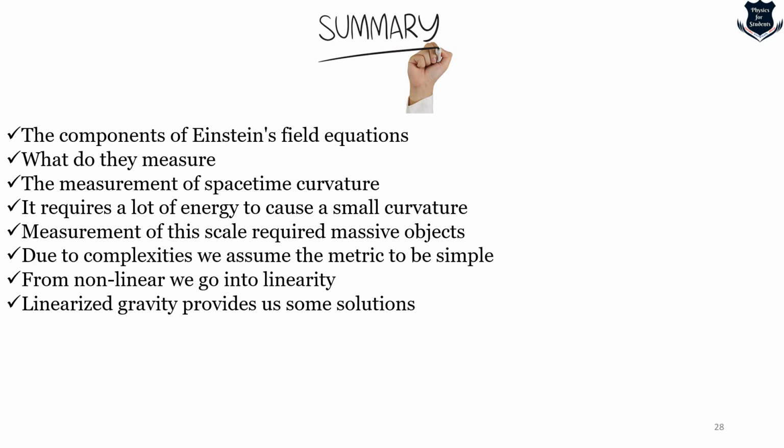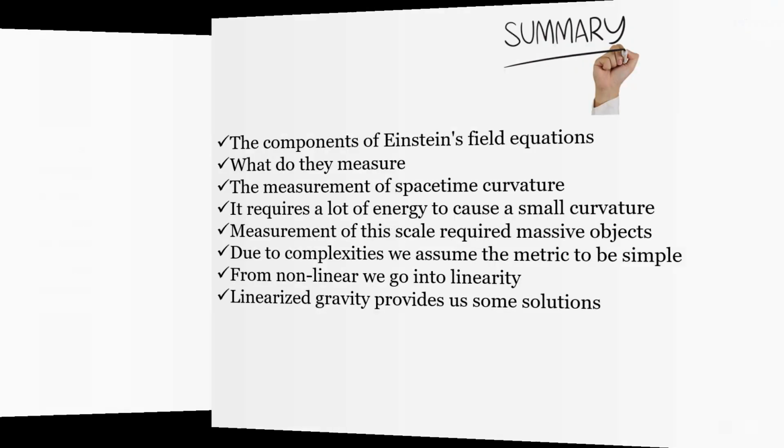Due to the complexities, we assume the metric to be simple, and in order to make this simple, from a nonlinear equation we go into a linear equation and finally arrive at linearity, and this linearized gravity provides us certain solutions like the Kerr metric, the Schwarzschild metric, and we also calculate gravitational waves, the perihelion precession of Mercury, and other factors like gravity probes, GPS and other things. So that is basically a summary and an understanding of how Einstein's field equations can be used practically, but it would require massive objects for that.